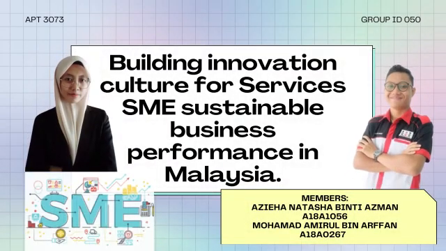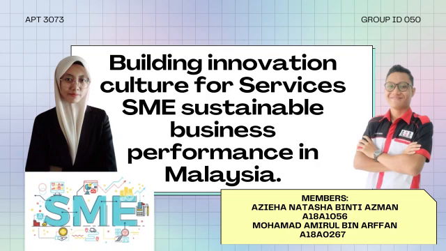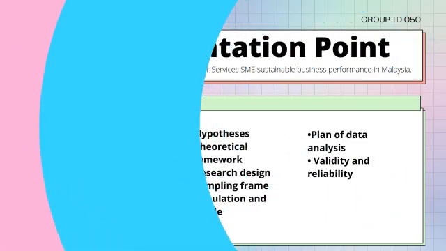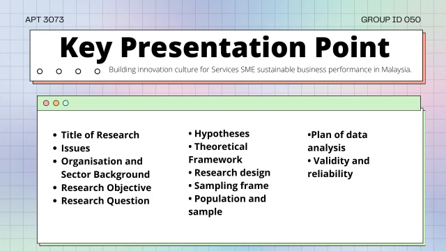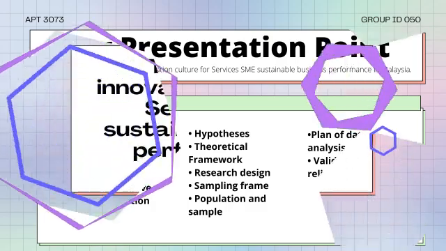We are from Group ID 050 and want to present our research proposal. First of all, these are the key presentation points that will be presented by us. First is the title of research. Second is issues. Third, organization and the sector's background. Next is research objective, research question, hypothesis, theoretical framework, research design, sampling frame, population and sample, plan of data analysis, and the last one is validity and reliability.